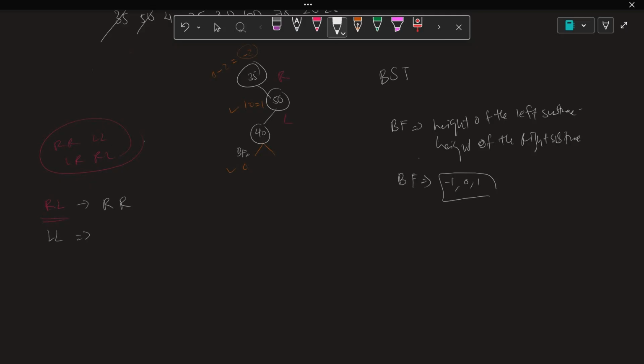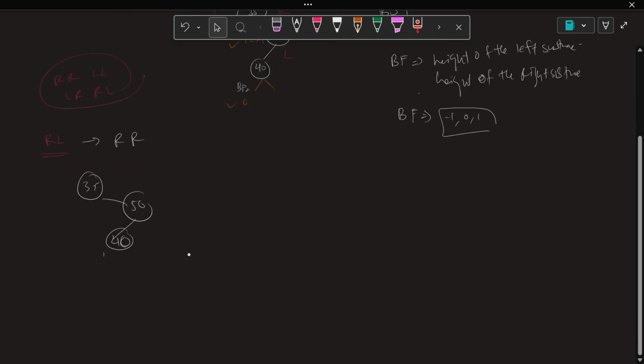If it was left-right, then you would convert it into LL, because the first letter is left. So let's go ahead and try to convert this into RR. How do we do this? We have 35, we have 50, and we have a 40. We have to convert this into an RR, which means you basically have to do this.